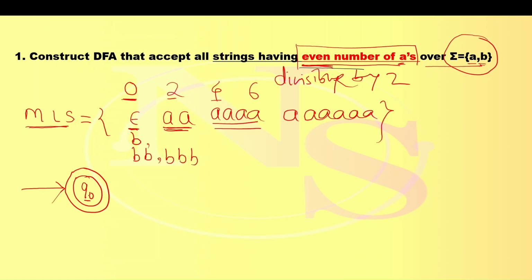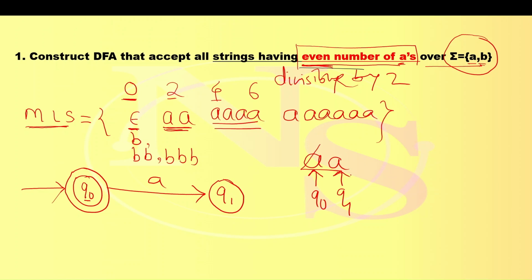As we know, one state reads one symbol at a time. So in this double a, the first a will be read by Q0. So Q0 reading a goes to another state. As I said, double a should get accepted, single a should not. So the transition for single a will go to a non-final state. So single a is read by Q0 and reaches state Q1. Now this Q1 will read the second a. Once this second a is read by Q1, your automata should reach a final state because double a is a valid string. Why? Because the number of a's is 2, and 2 is even. So double a should get accepted.